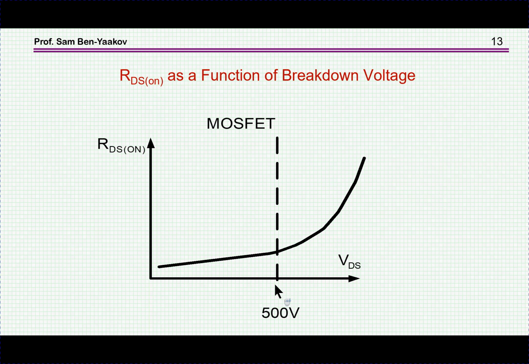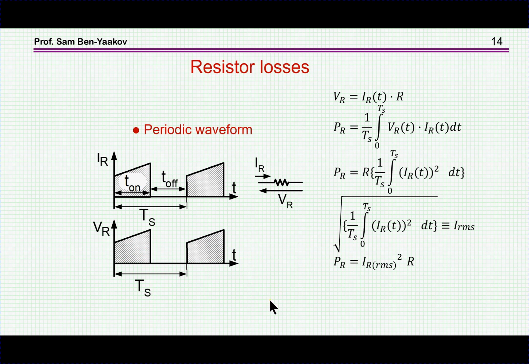I'm now going to cover the issue of power loss in a resistor, because the MOSFET transistor actually behaves as a resistor. So just to be on the same ground here, I'm going to discuss a little bit the concept of RMS and see how we deal with waveforms which are typical of PWM converters, for example.